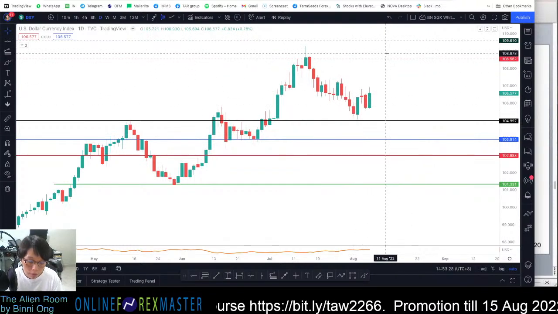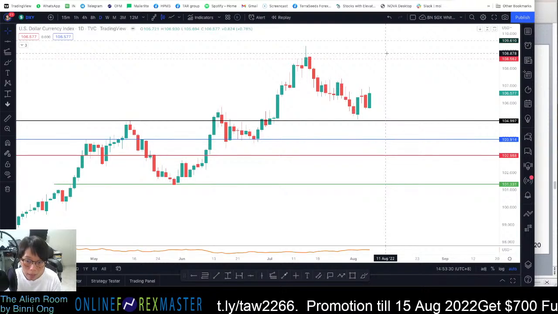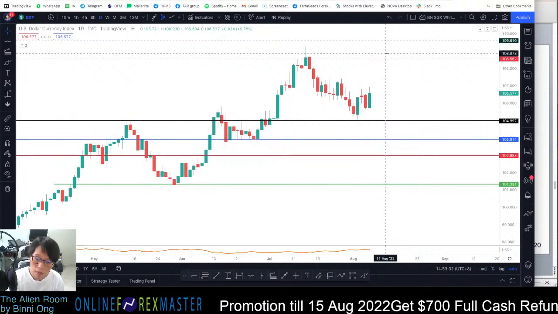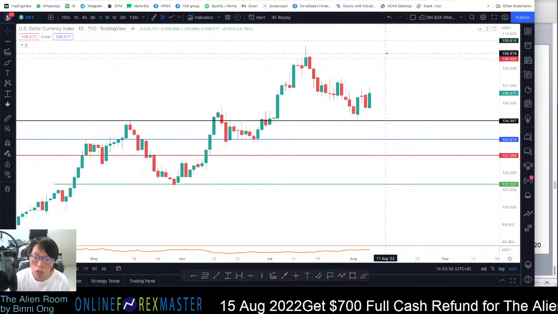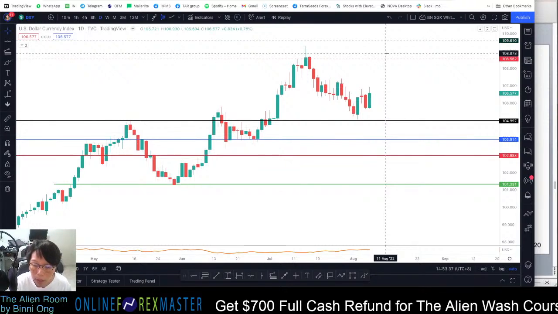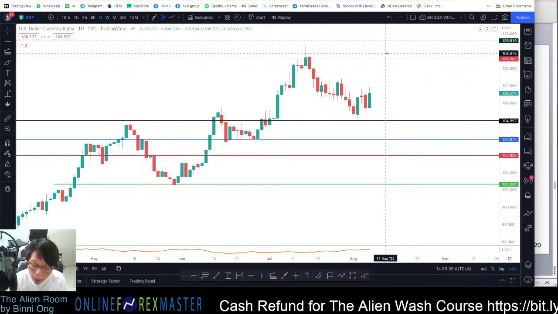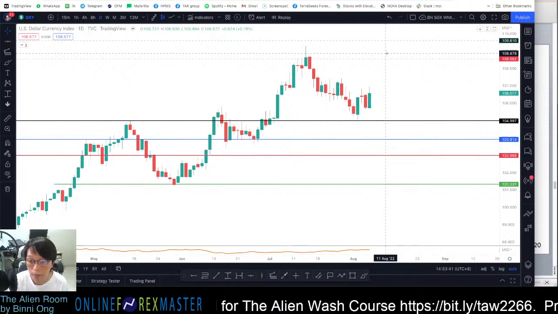If the dollar index is heading higher, then there is a chance that the market is in a renewed mood for the rate hike, at least until, let's say, September.